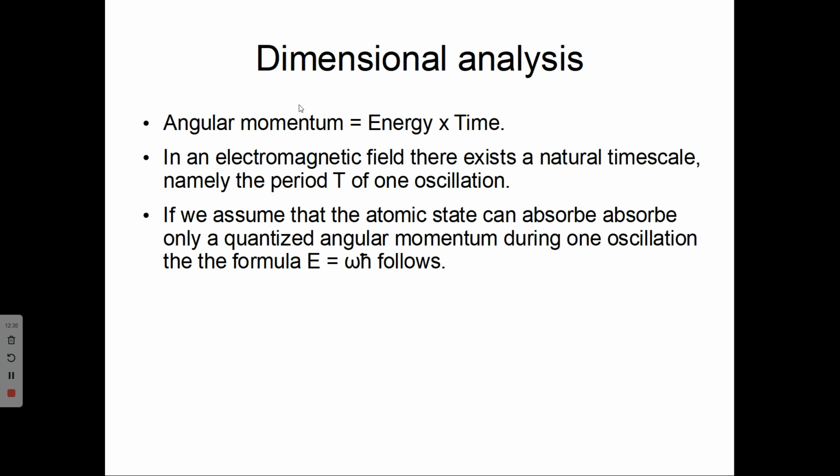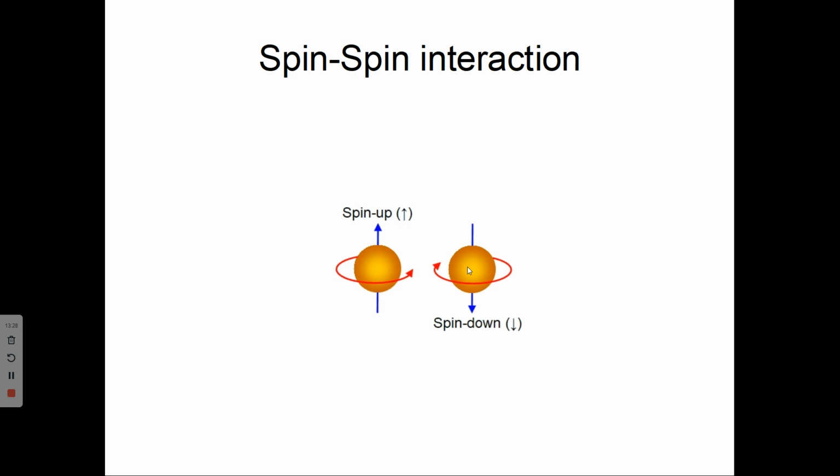And if we add to that, the angular momentum, according to experiment, is quantized. Well, if we assume that, during one oscillation, the atomic state can only accept quantized angular momentum, that is the entity that we should absorb. It's not a priori a certain amount of energy that we want to absorb, but rather quantized angular momentum. Well, if we just plug this into the formula here, then we arrive at this relation. Now, this is the program that makes most sense to me.